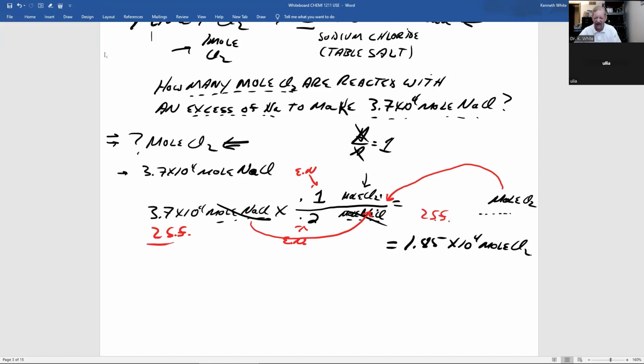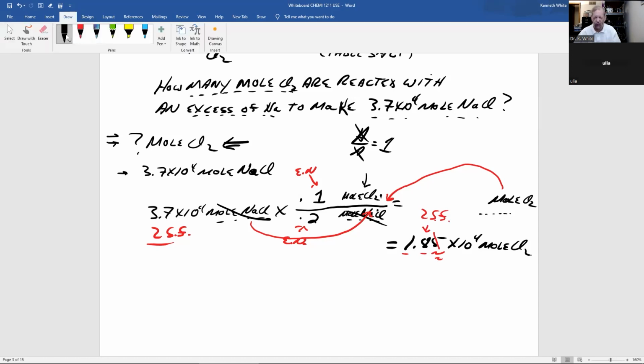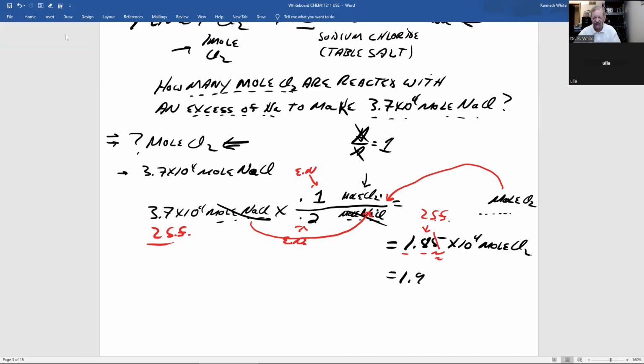Now round that off. Keep the 1, keep the 8, use this number to round off. Is that 4 or less, or 5 or higher? It's a 5, so it's 5 or higher. I'm going to drop that, increase this by 1, and the correct answer is 1.9 times 10 to the 4th moles of chlorine.